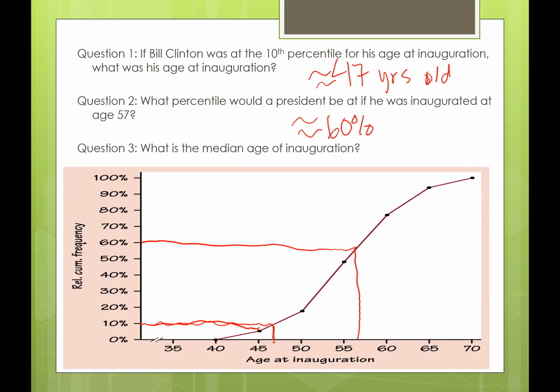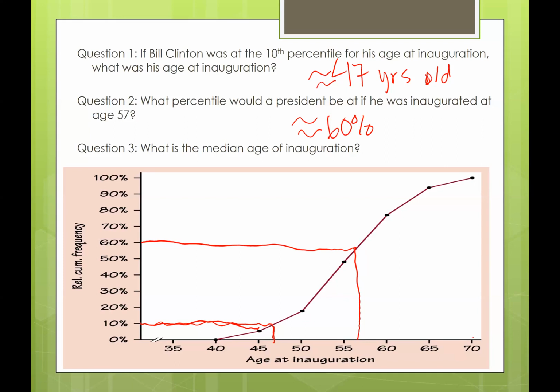What is the median age of inauguration? What I see a lot of people do on graphs like this is they try to go to the median of the ages here. So they go from 40 to 70. But the median is not necessarily right at the middle. Our data could be skewed more towards the left or more towards the right, which it looks like here it's probably skewed more towards the right, I think. I don't know. What is the median age of inauguration?